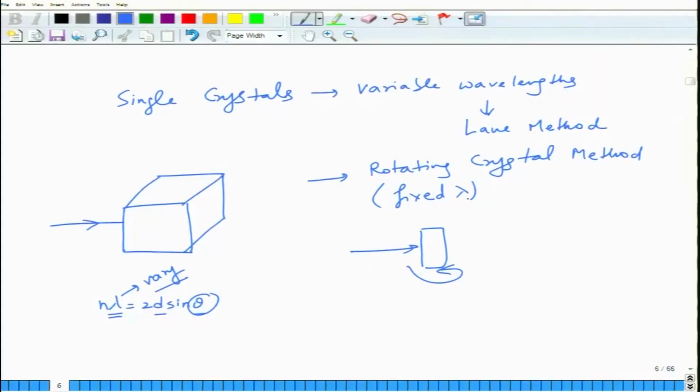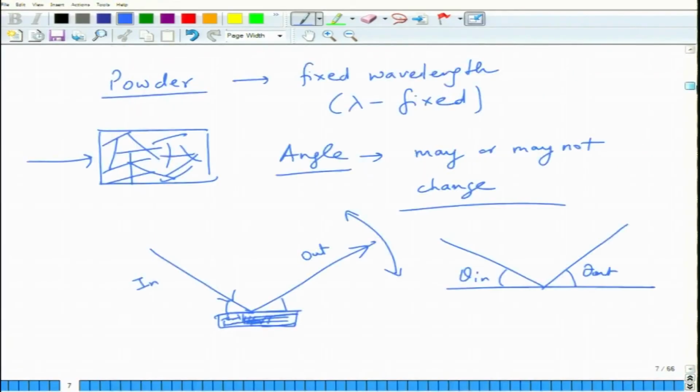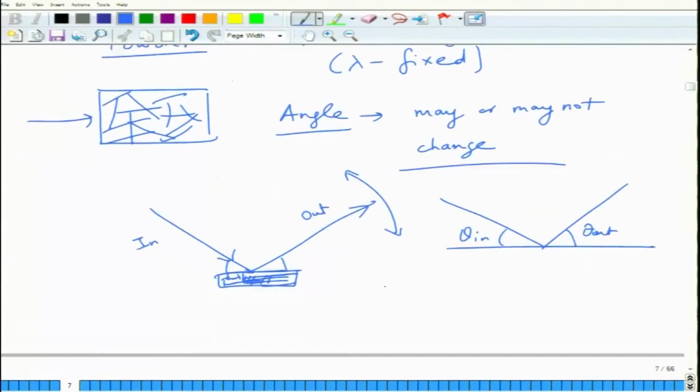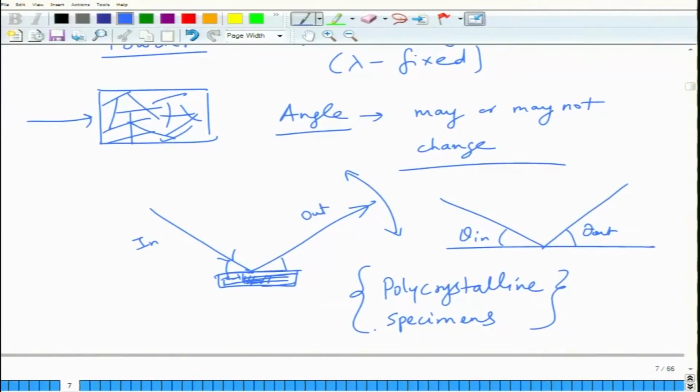So, these are the 3 methods which we use for diffraction in crystals. The Laue method has variable wavelengths for single crystals, the rotating crystal method uses fixed wavelength, again for single crystals, then we use the powder method for powdered or polycrystalline specimens. If you are not clear about what polycrystalline and single crystal specimens are, I will explain that a little bit in the next class.